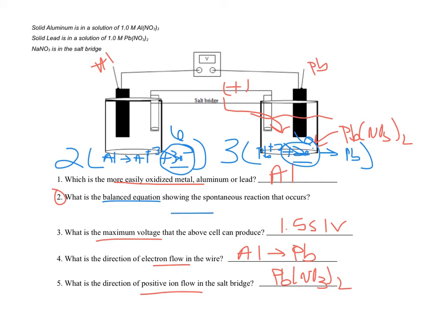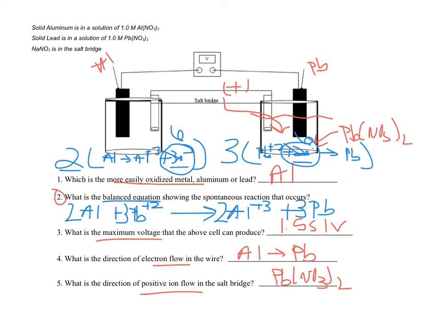And then you simply just add up everything that's on the reactant side and then everything that's on the product side. So we know our reactants are solid aluminum and lead 2+ ions. And we know our products are aluminum ions and solid lead. But then you have to account for our multipliers. So everything with aluminum got multiplied by 2. Everything with lead got multiplied by 3.